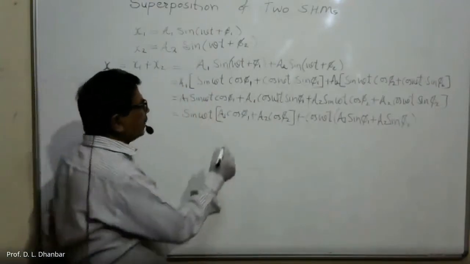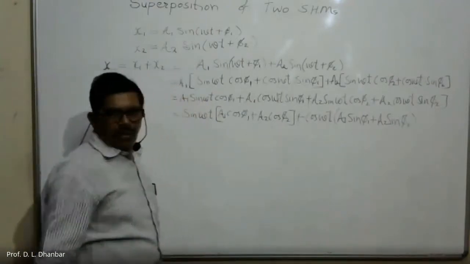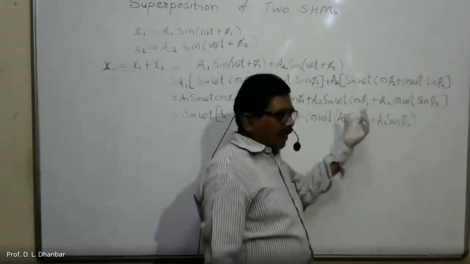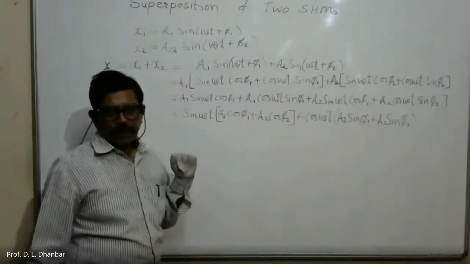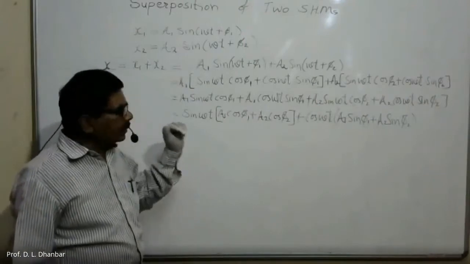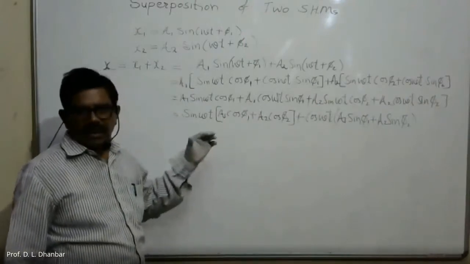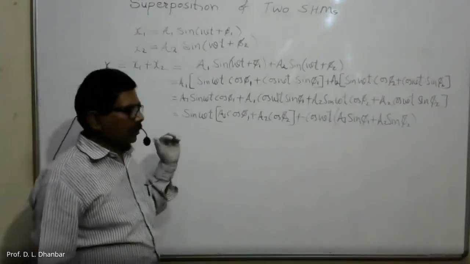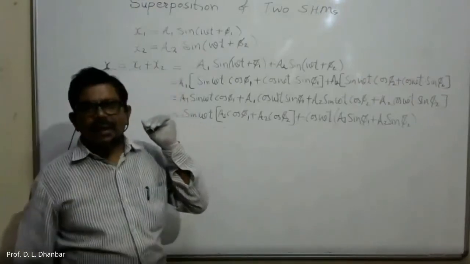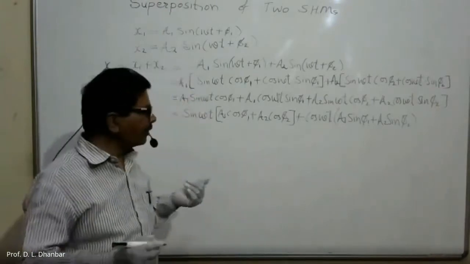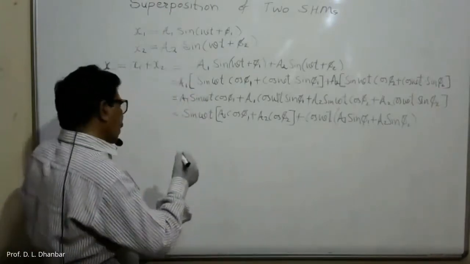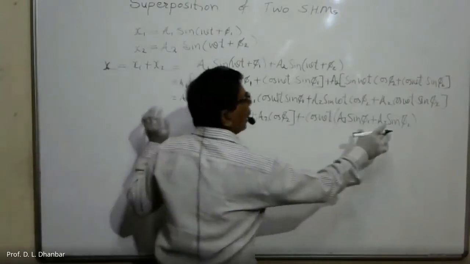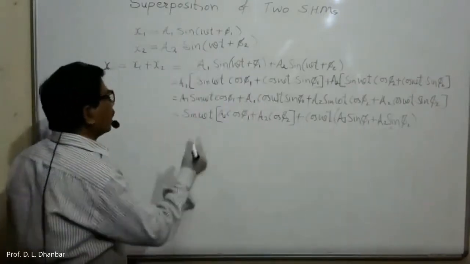So we can replace this term by one constant, say r cos delta, and this bracket by r sin delta. Here r is the constant and it is the resultant amplitude, and delta is the phase angle. That we'll see later on, but for the time being we will substitute this bracket by r cos delta and this bracket by r sin delta.